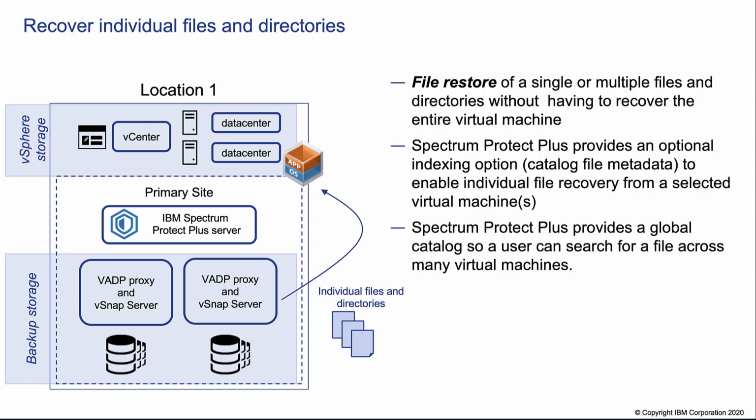Spectrum Protect Plus does provide an optional indexing option, so it will catalog all the contents within a backup, and then you'll be able to search the Spectrum Protect Plus server database for the file that you're interested in and recover a file directly. And this is a global catalog, so you could actually search for files across several virtual machines that have been backed up.